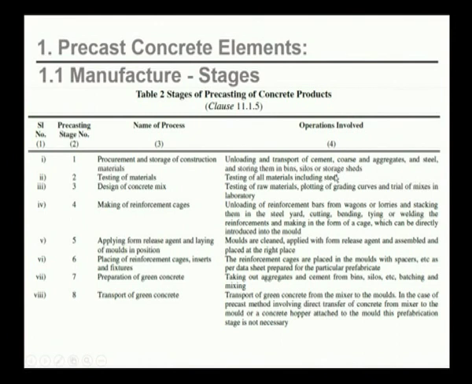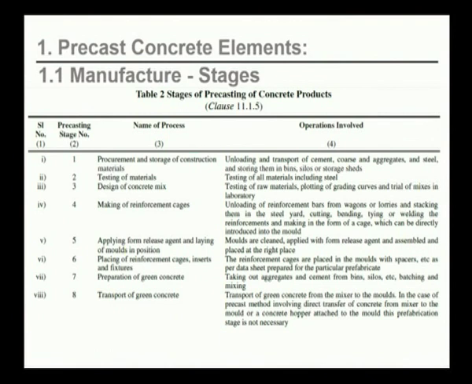Second stage is testing of materials, testing of all materials including steel. Third is design of concrete mix, that is testing of raw materials, plotting of grading curves and trial of mixes in the laboratory. Fourth is making of reinforcement cages: unloading of reinforcement bars from wagons or lorries and stacking them in the steel yard, cutting, bending, tying or welding the reinforcement and making it in the form of a cage which can be directly introduced into the mold.